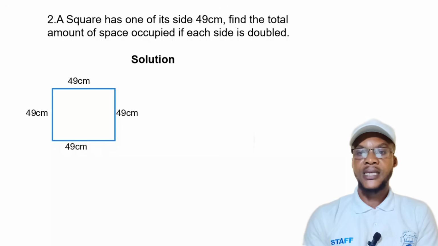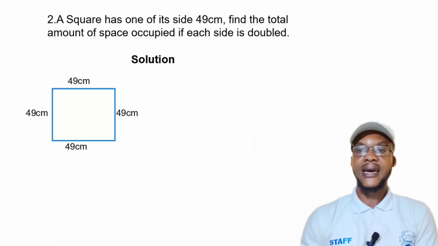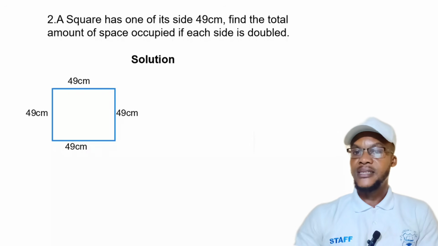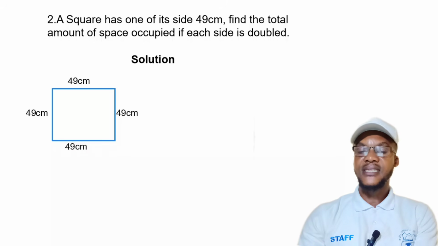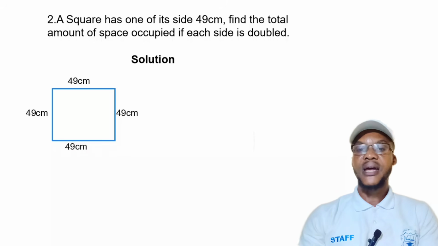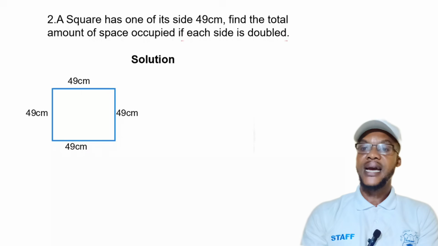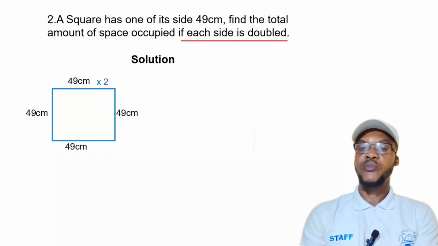All right, but remember in the question we are saying that what if each side of the shape, the square, is doubled. When we say each side is doubled, what does it mean? It means that in every side we have to multiply by 2. We have to double it. Okay, I have to multiply by 2. In that case, we can multiply each of the sides by 2.